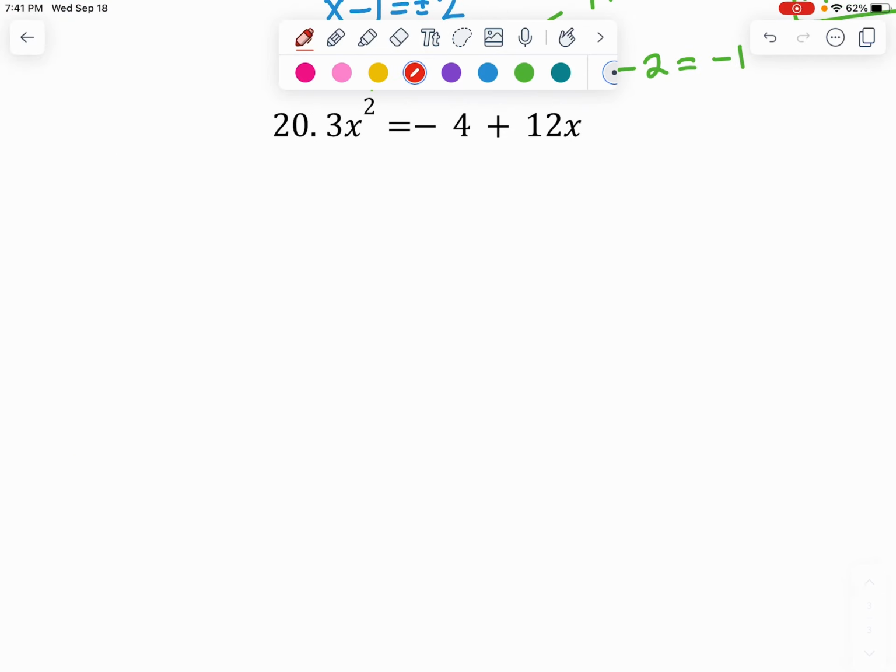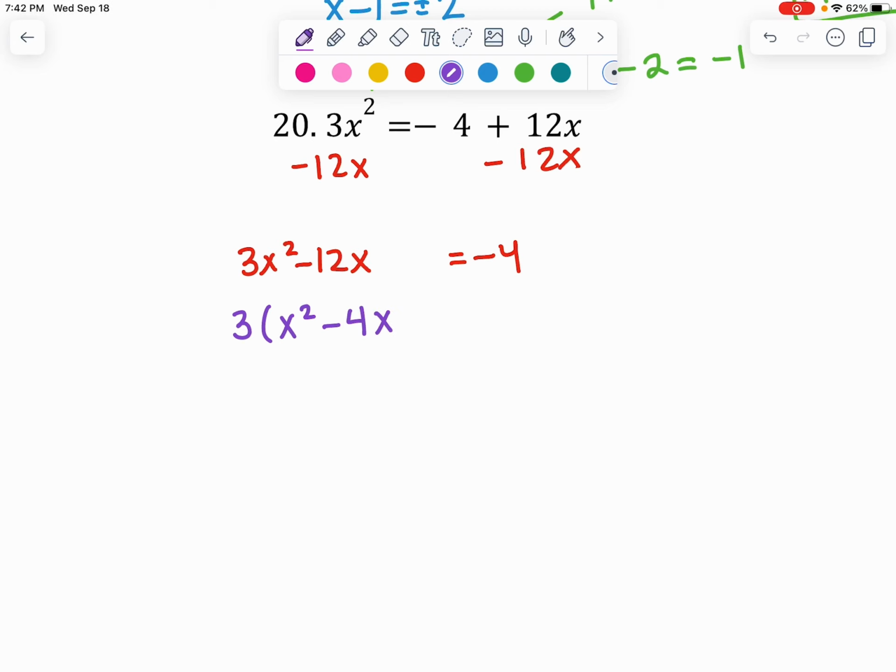All right, and this question. First thing I need to do is get all the x's to one side, so I'm going to subtract 12x over. And I get 3x squared minus 12x equals negative 4. Now in this case, I also have a GCF again, so I need to factor it out. You might notice that the GCF does not factor out with the negative 4. It's just a GCF for the left side, not the right side.